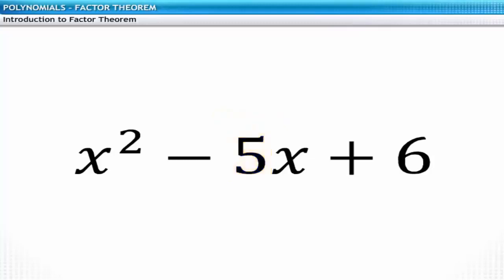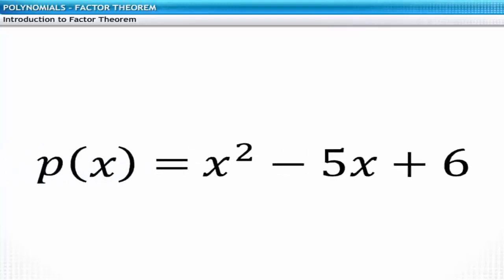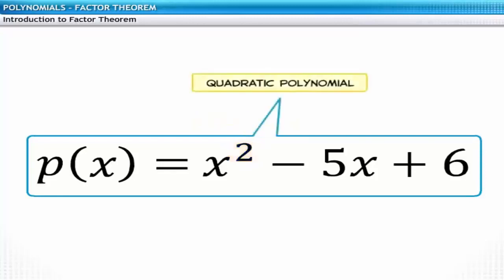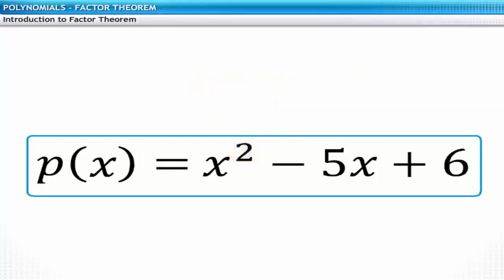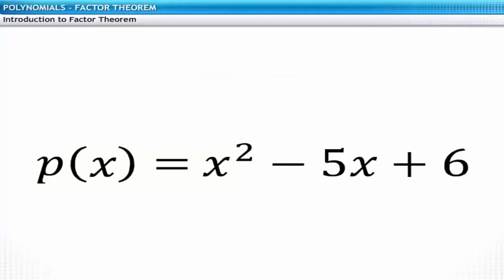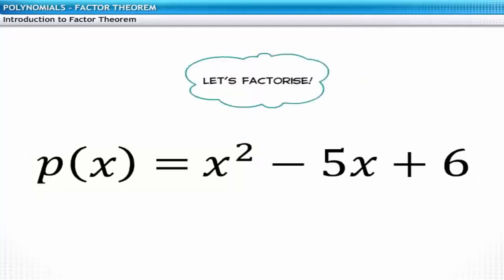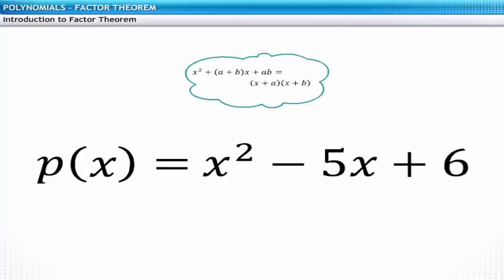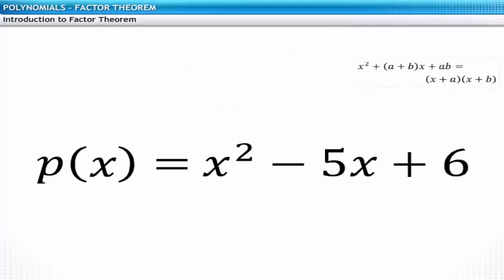The variable of this polynomial is x. Hence it can be represented as P of x, which is the general form of representing polynomials. In this polynomial, the highest degree of x is 2. Thus, this is a quadratic polynomial. Now, let's factorize this polynomial. Here, we will write the polynomial in the form of this algebraic identity.